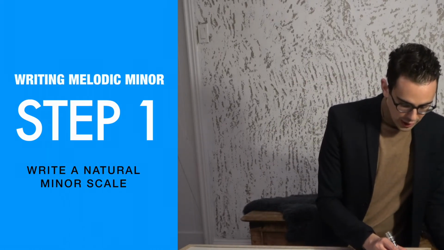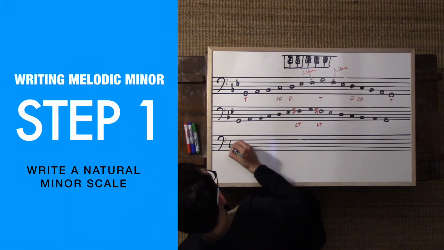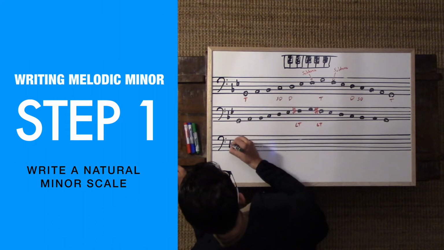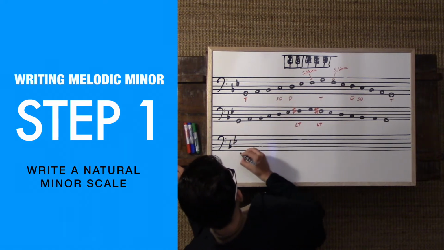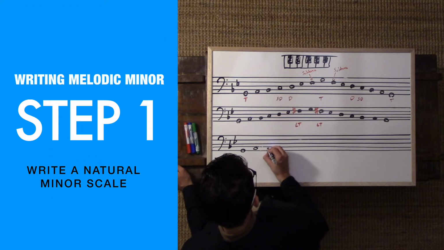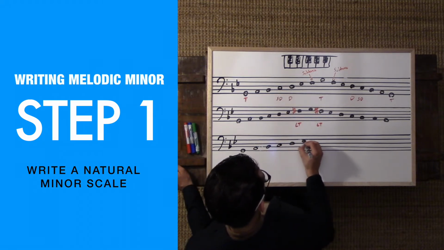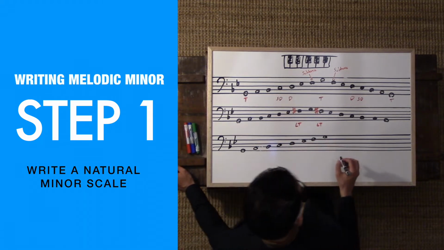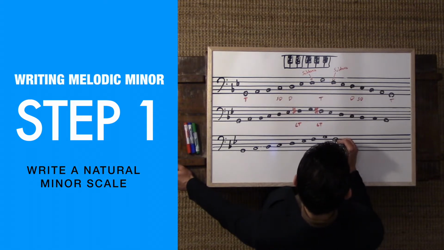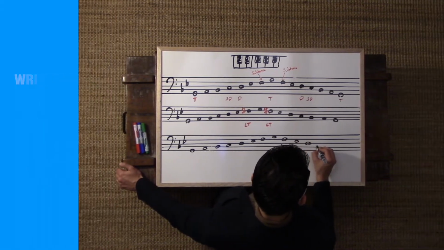So let's do that one more time. The first step is to start with the natural minor, so we'll write a G natural minor scale, just like we did up here, and then again there. Tonic is G, we write all the way up to a G, which is the tonic, and now we have to write all the way down, again for sure.